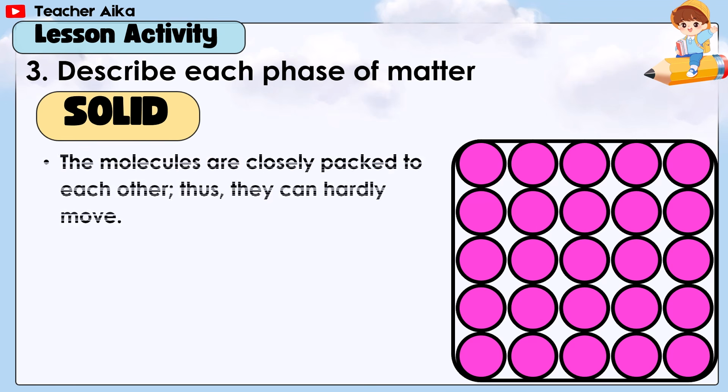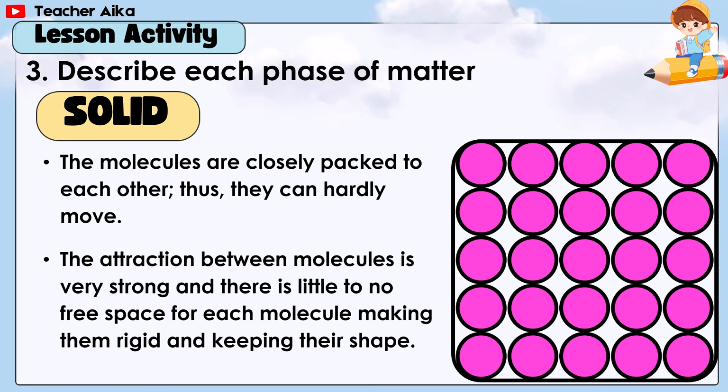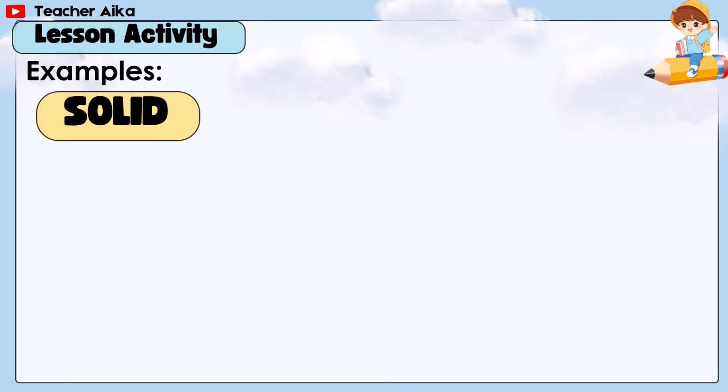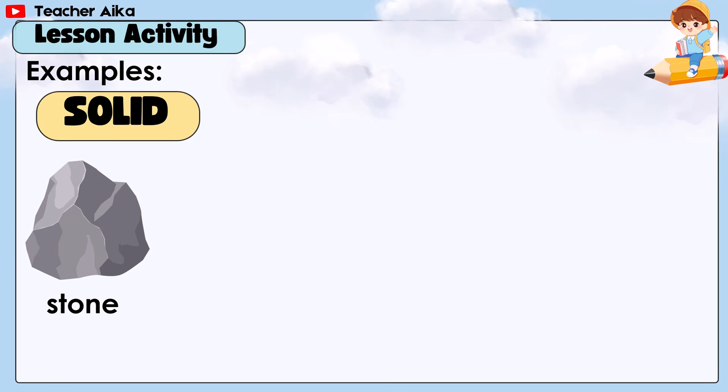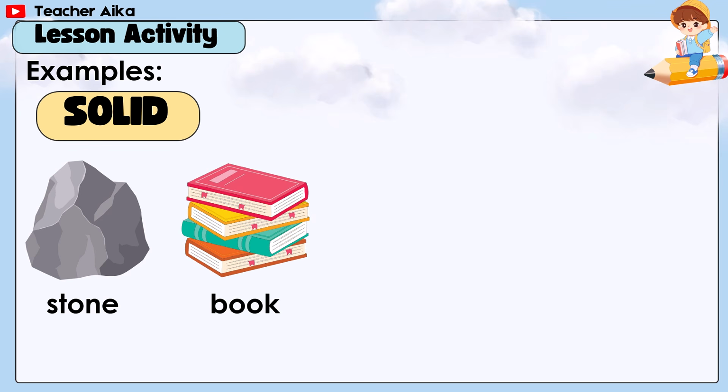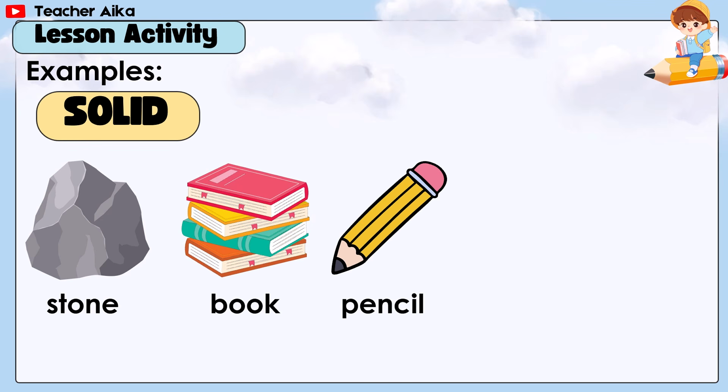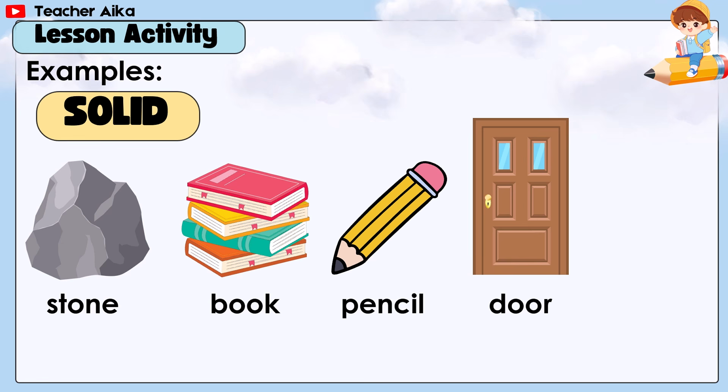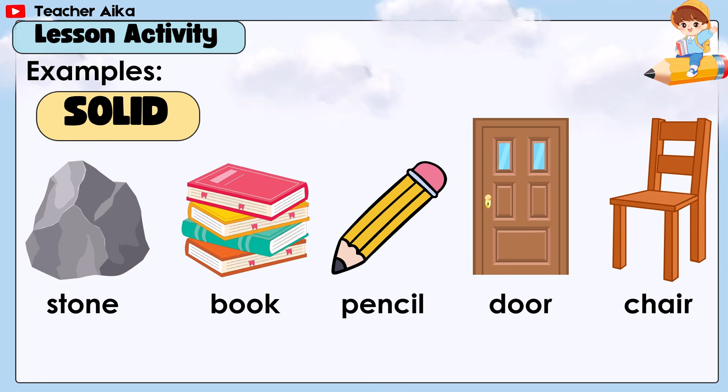First, we have solid. The molecules are closely packed to each other. Thus, they can hardly move. The attraction between molecules is very strong and there is little to no free space for each molecule, making them rigid and keeping their shape. Examples of solid: stone, book, pencil, door, chair.